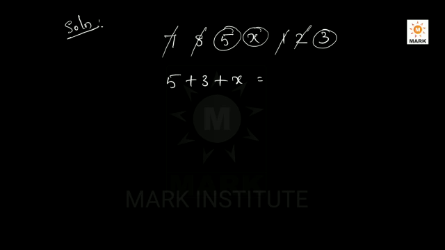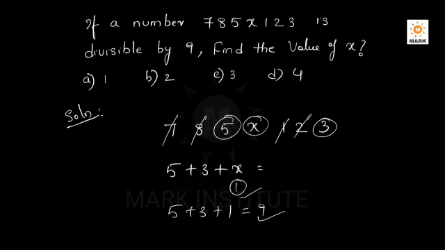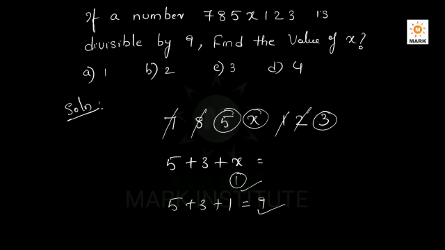The only single digit number that I can put in the place of x is 1. If I write 5 plus 3 plus 1, that will give you 9. So if I put 1 in the place of x, then the entire number is divisible by 9. So our answer is option A.